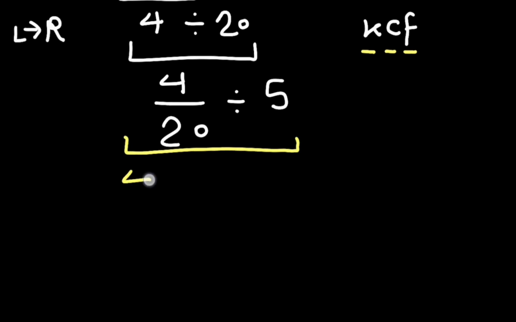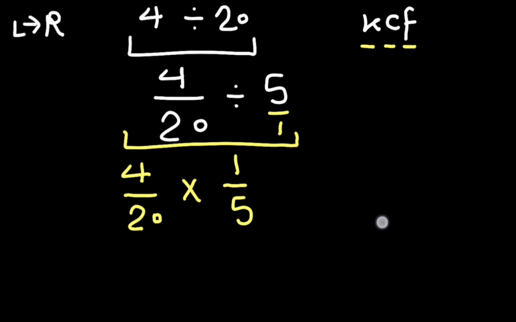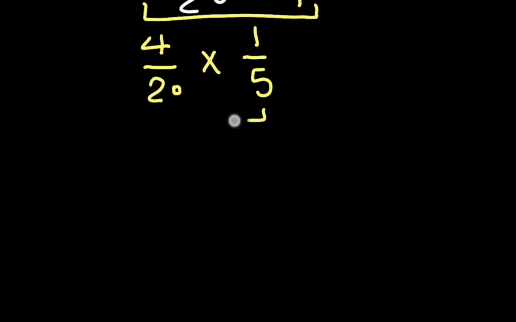Keep first fraction 4 over 20, change division to multiplication and flip the next fraction. 5 over 1, 1 over 5. Now we have this expression. We can simplify.